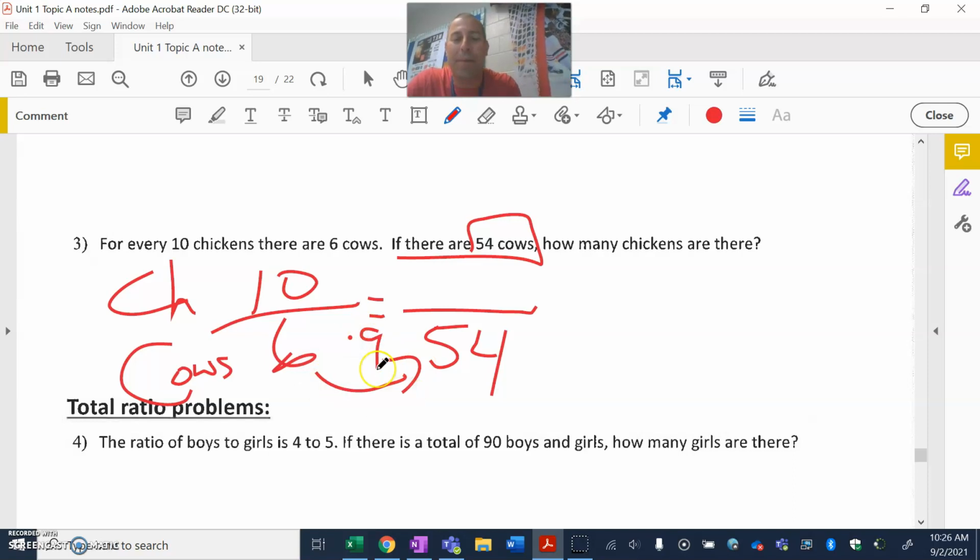So we're going to multiply by the 9. 6 times 9 is 54. So we got to do the same thing up here. 10 times 9 is 90. So we got 90 chickens.